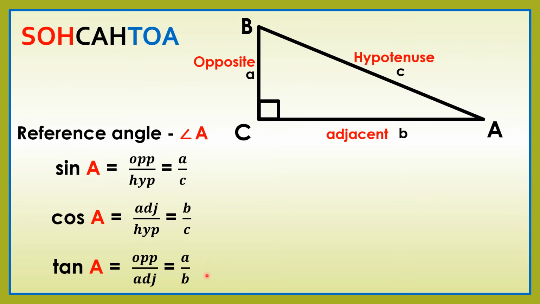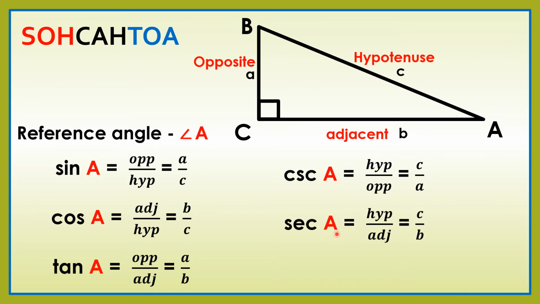Punta naman tayo ngayon sa reciprocal nito. Ang reciprocal ng sine A is cosecant A. That is equal to hypotenuse over opposite. Kanina yung sine A natin ay opposite over hypotenuse, siya naman ay hypotenuse over opposite. And that is equal to C over A. Next is the reciprocal of cosine A. That is secant A, and that is equal to hypotenuse over adjacent. It is equal to C over B.